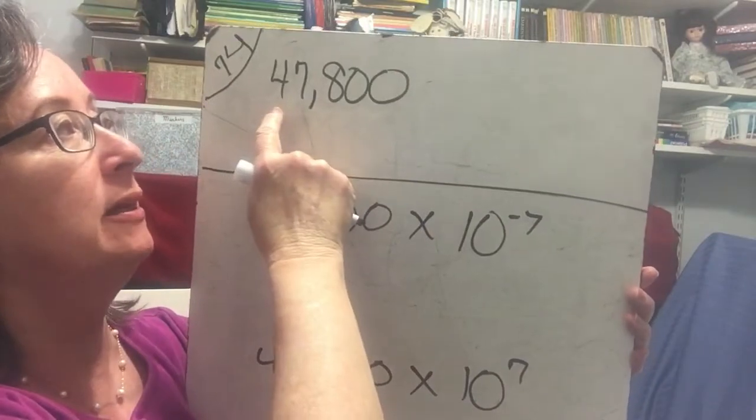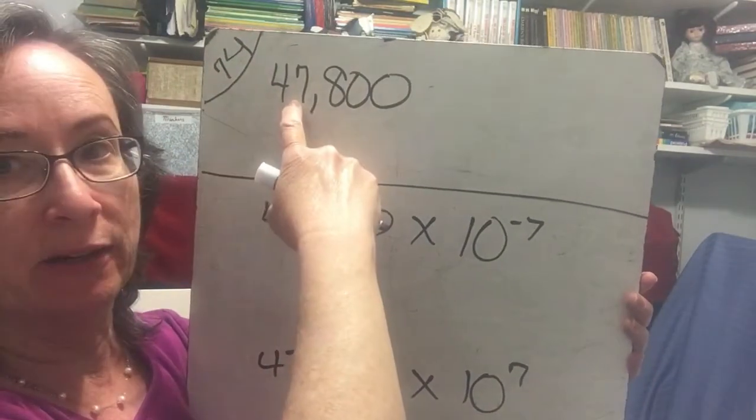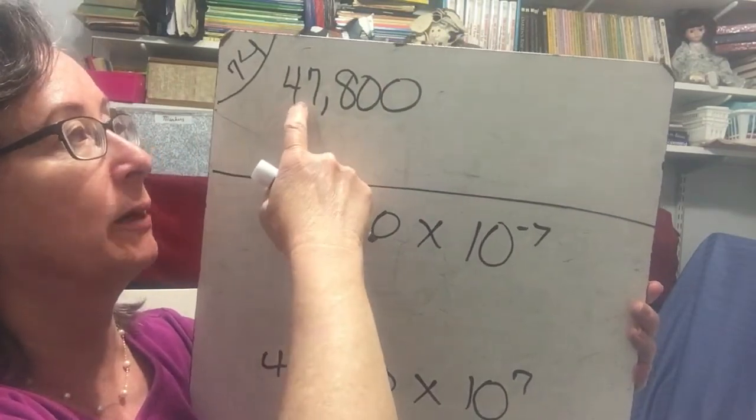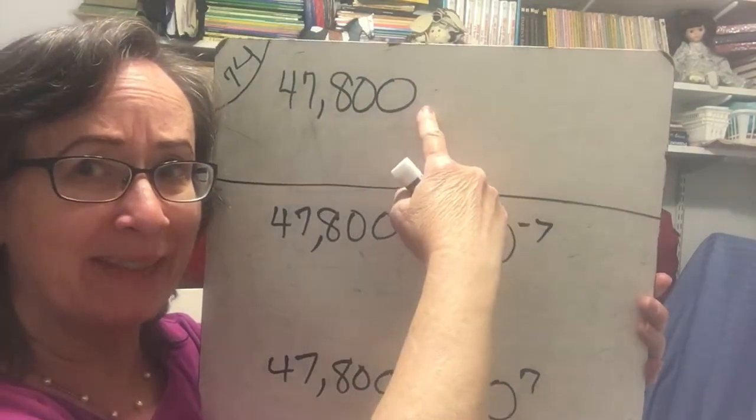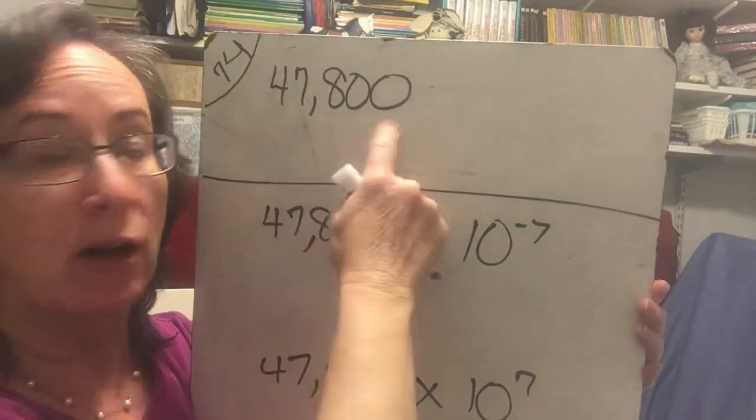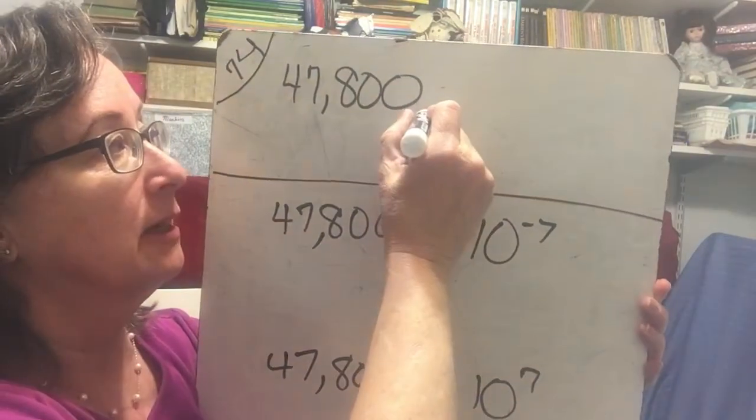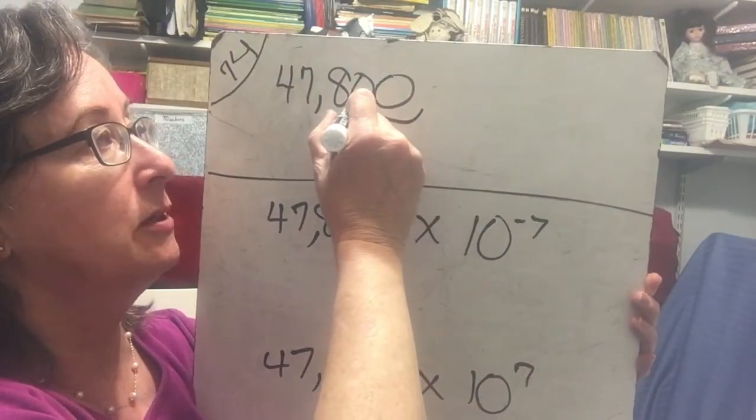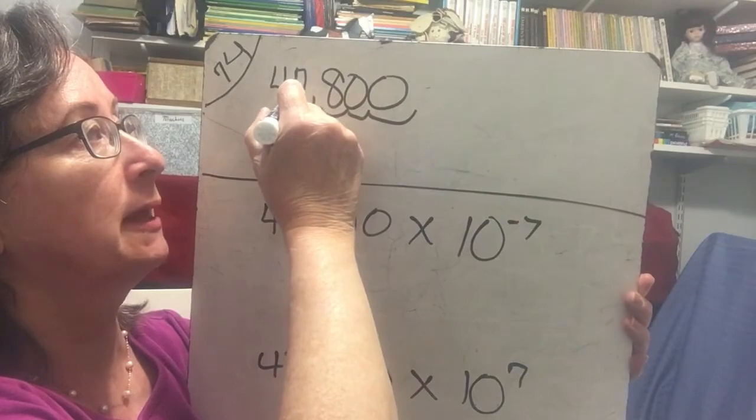So we need to move the decimal right here. Right now the decimal is always at the end of the number. You don't see a decimal at all. Therefore, it's at the end. So we're going to move it 1, 2, 3, 4 places.